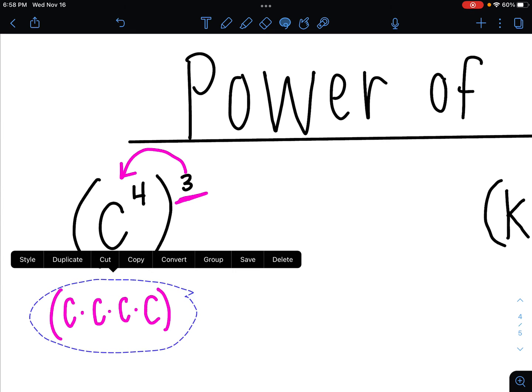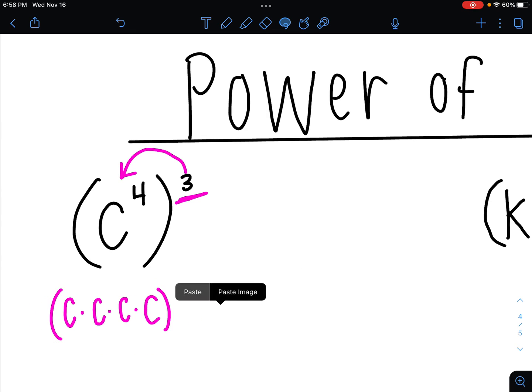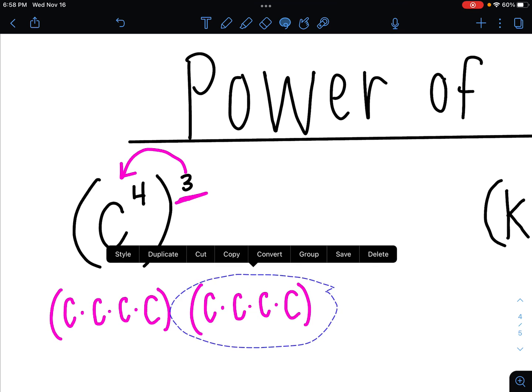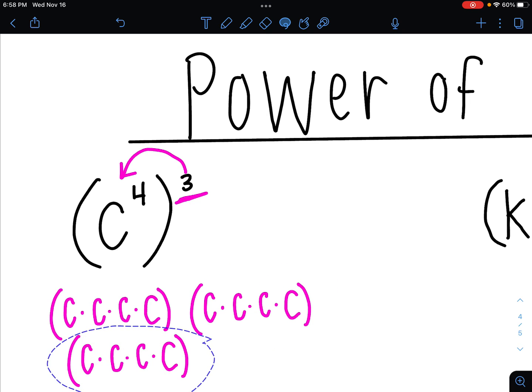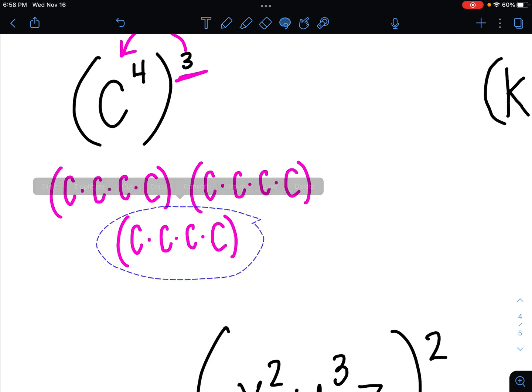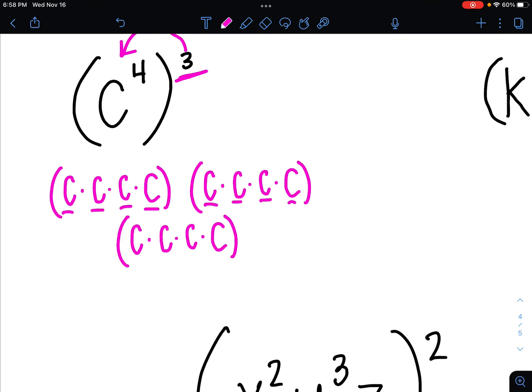So I'm going to take this. Now I have 2 copies. Now I have 3 copies. So altogether, I have 1, 2, 3, 4, 5, 6, 7, 8, 9, 10, 11, 12. So this is really c to the power of 12.